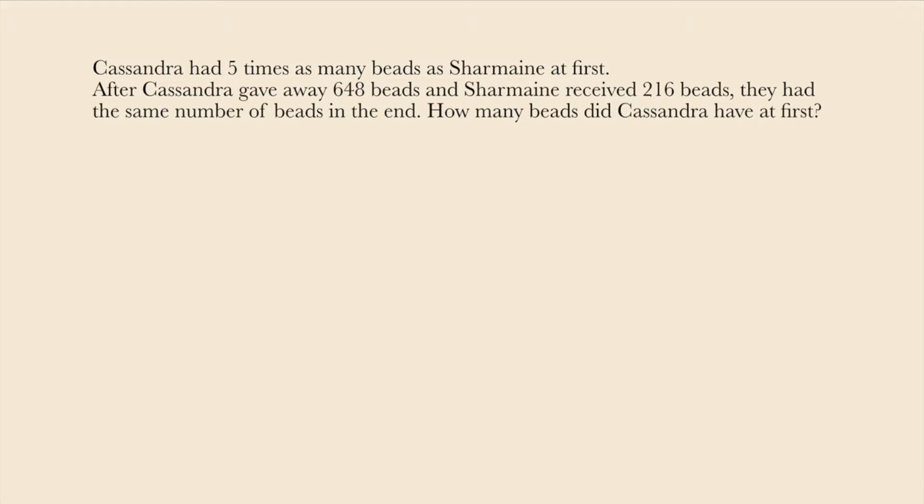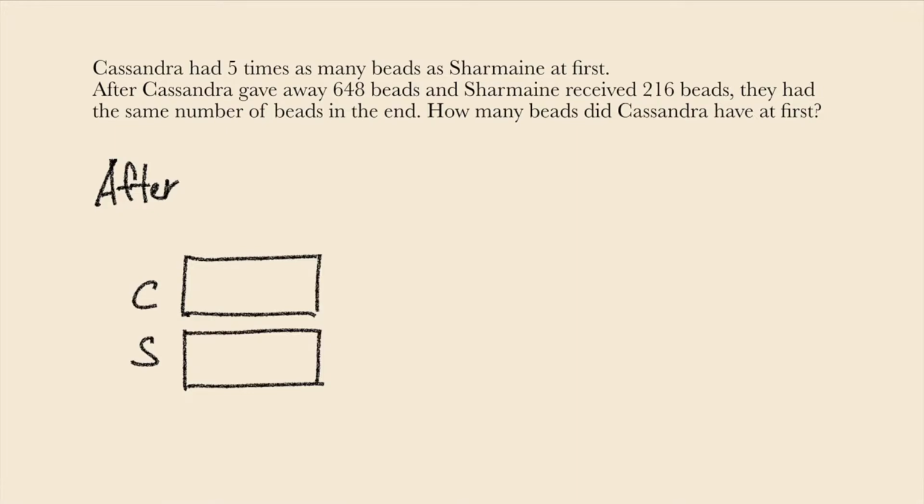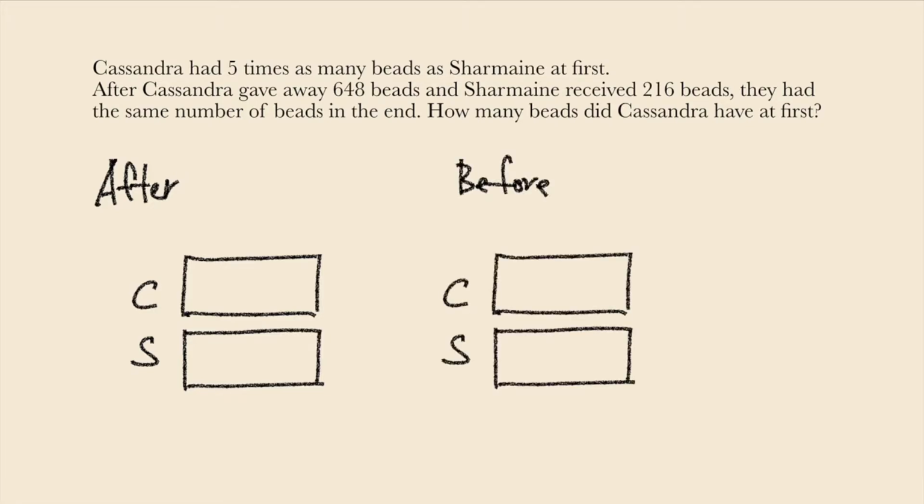Cassandra had 5 times as many as Charmaine at first. So there were a few changes, and now they tell us that they had the same number in the end. So it's equal after. So let's show, I'll start with the situation after. So at the end, they had the same amount. Now I'm going to act out the question. Let's pretend that Cassandra had not given away that 648. So at the beginning, she did have that 648. She had not given that away yet.